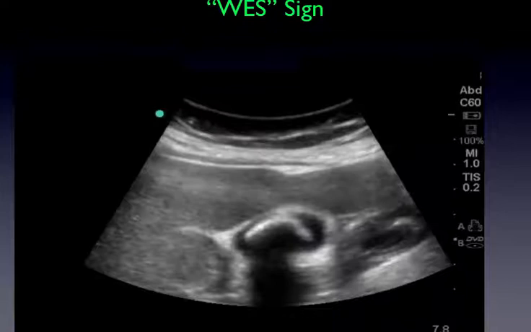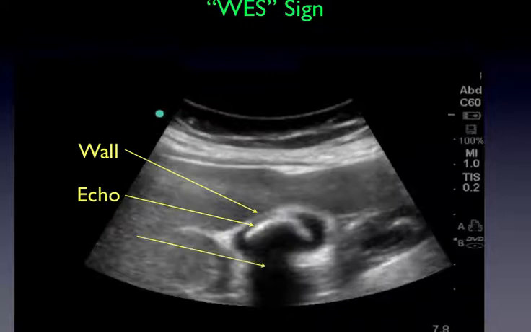We don't see a big gallbladder. We see over here the wall of the gallbladder. Over here is the echo of the stone. And over here is the shadow that's cast by the ultrasound beam unable to penetrate. So wall, echo, shadow. That's the WES sign.